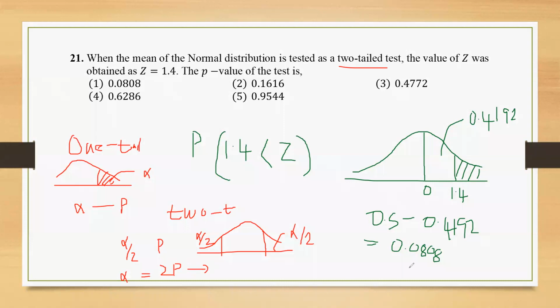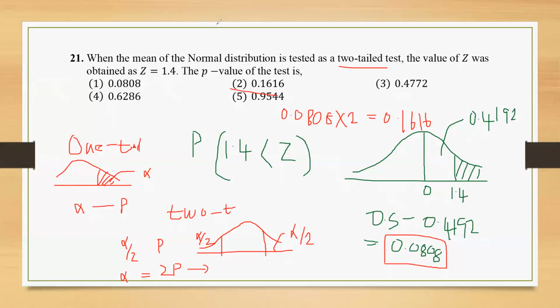So therefore, you have to double, or multiply by 2, this answer. If you multiply 0.0808 by 2, then the answer is 0.1616. It means the second one.